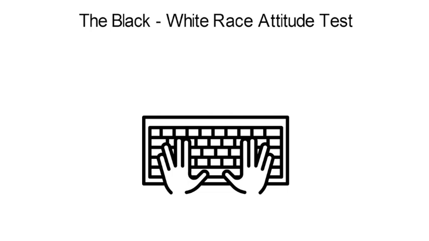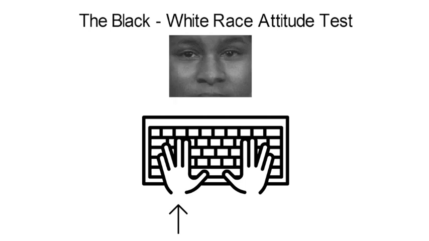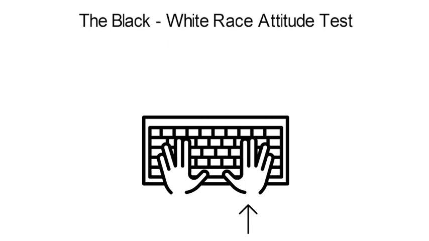To begin, you're asked to sort the faces as quickly as possible. If you see a white face, hit a key to your left. If you see a black face, hit a key to your right. Next, you sort words that represent two attitudinal categories, good and bad. When you see a good word such as beauty, hit a key to your left. When you see a bad word such as filth, hit a key to your right. Now the real challenge starts.